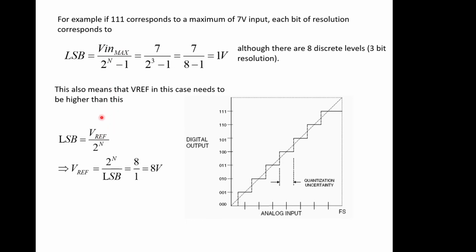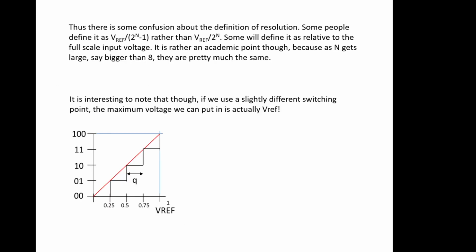So there's a little bit of subtlety here. Of course, it's not really a problem, because as n starts to get big, the difference between Vref and Vmax, if you like, or the difference of one level, is so small it's really not worth getting excited about. So it's a problem in smaller systems.